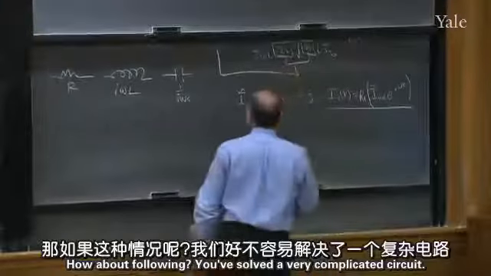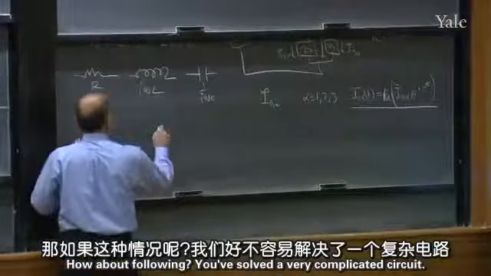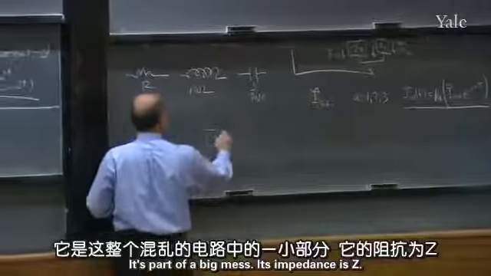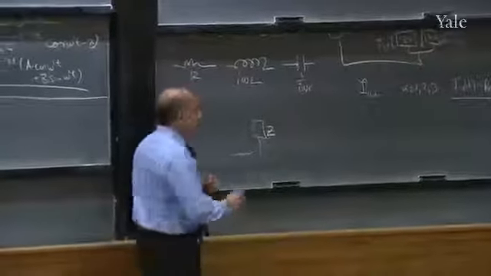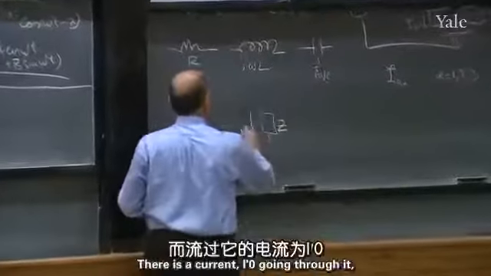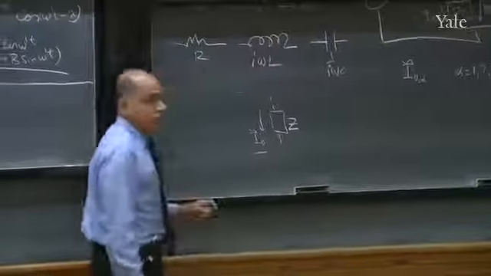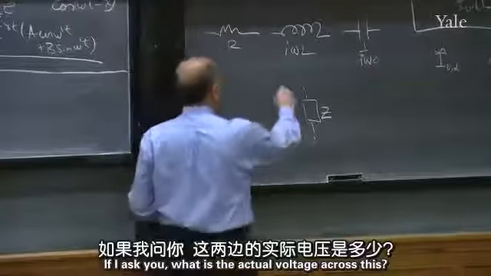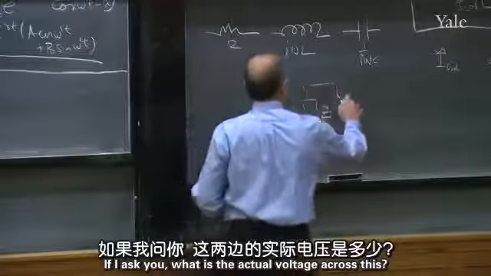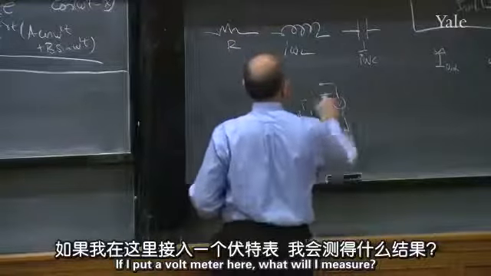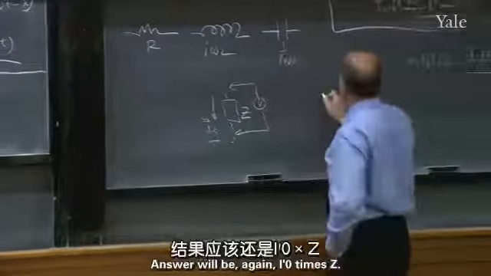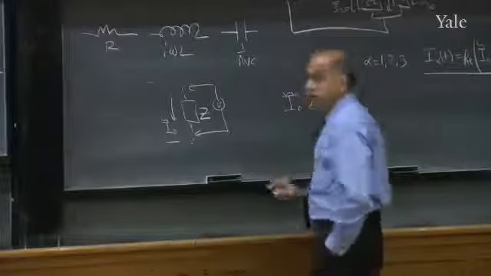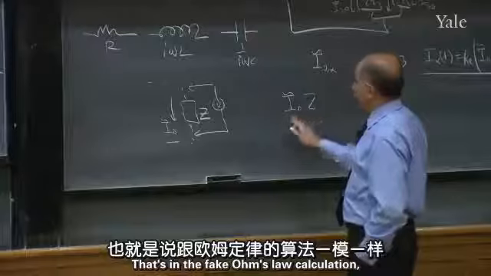How about the following? You've solved a very complicated circuit. I don't even know what's going on. Here is one guy. Okay, it's part of a big mess. Its impedance is Z. There is a current I twiddle 0 going through it, meaning it's the complex amplitude of that. If I ask you, what is the actual voltage across this? If I put a voltmeter here, what will I measure? The answer will be, again, I twiddle 0 times Z. That's the fake Ohm's law calculation.